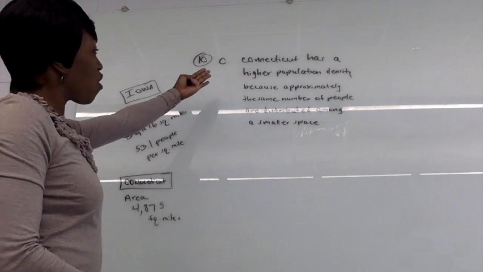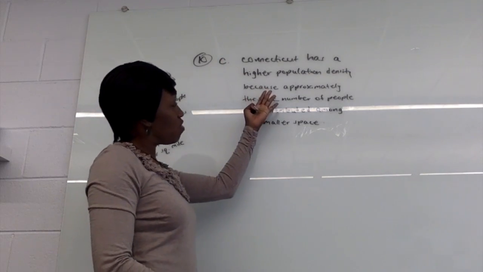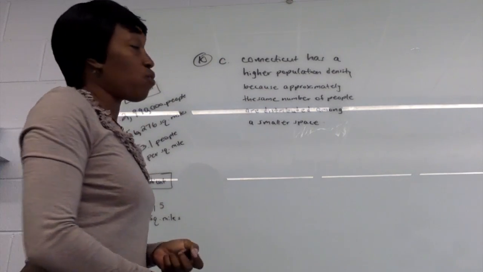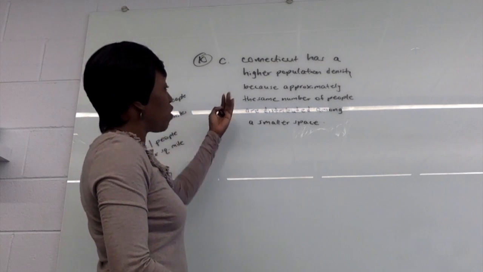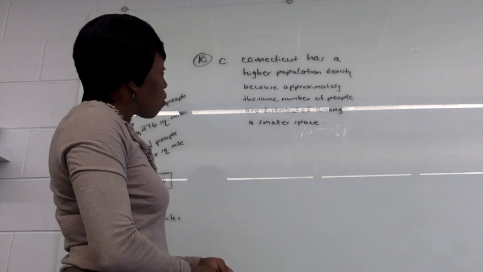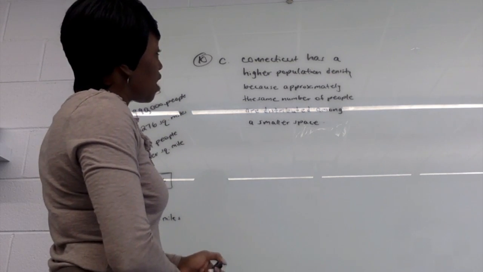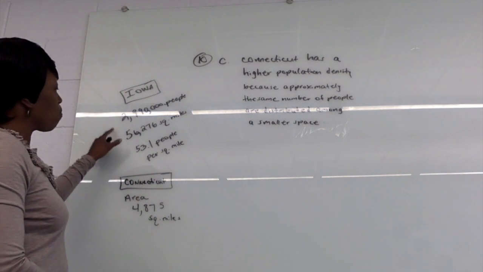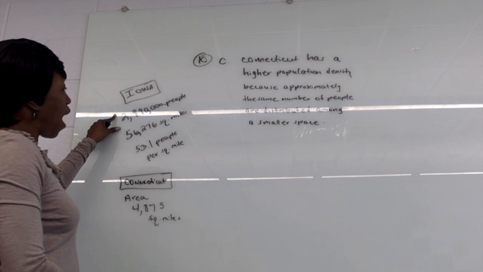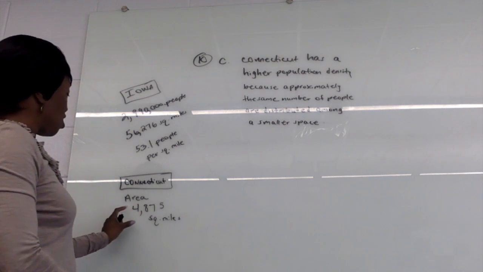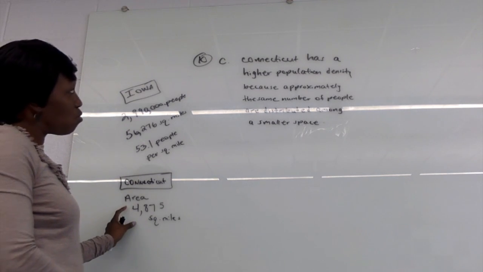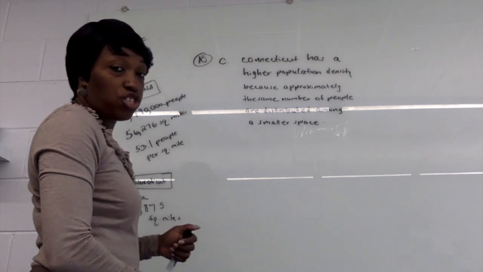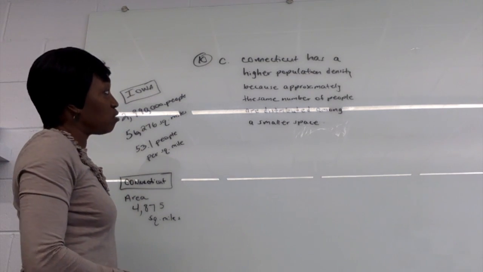And so over here, I summed it up using this. If you've written yours a different way, but it is similar to what I have here, then you're fine. But basically what we're saying is Connecticut has a higher population density because the same number of people as Iowa are being distributed into a smaller area. So that's going to give you a higher population density if you were to divide it out.